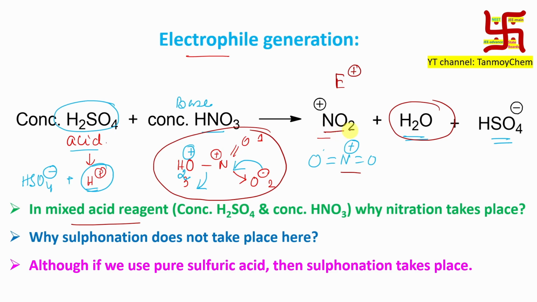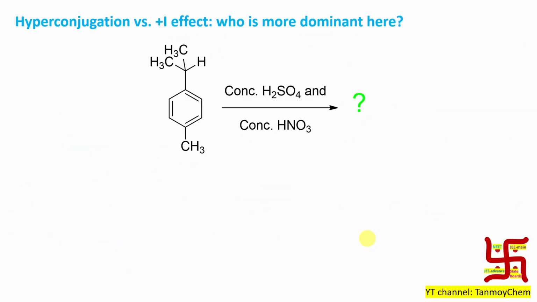So now next question. Why in the presence of this mixed acid reagent does nitration take place? Obviously because NO2 plus electrophile is generated. Second, why doesn't sulfonation take place? Because the acid base reaction is faster. So during the reaction, instantly this electrophile is generated. So sulfonation is not possible. But if you take pure sulfuric acid, then this electrophile generation is not possible. That time only sulfonation takes place. Okay, so this is a doubt, I believe you have understood.